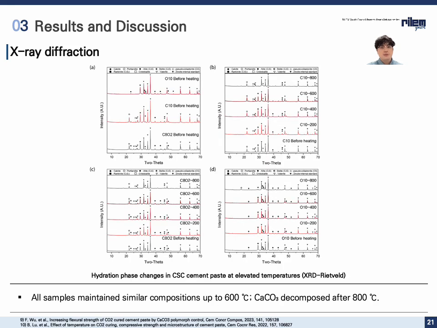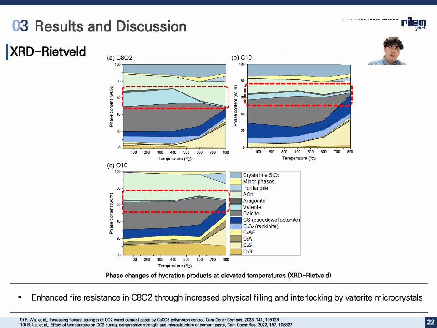And then there is the XRD Rietveld analysis. The analysis was conducted to investigate the phase changes before and after heating. All samples, C10, C802, and O10, retain their pre-heating composition up to 600 degrees Celsius. However, at 800 degrees Celsius, CaCO3 calcite was observed, indicating thermal breakdown of carbonated phases. And especially, we should focus on the composition of C802.